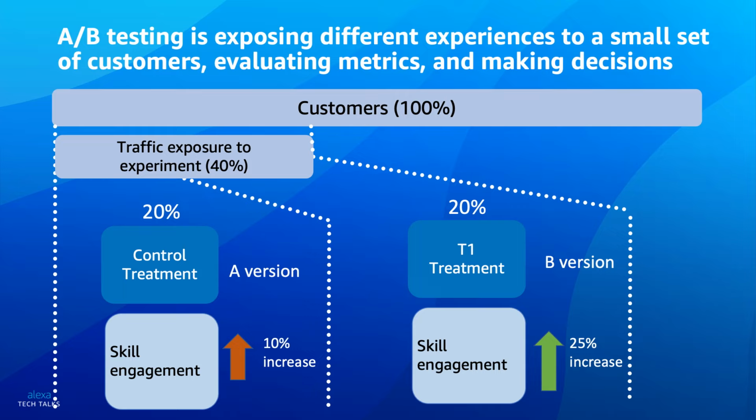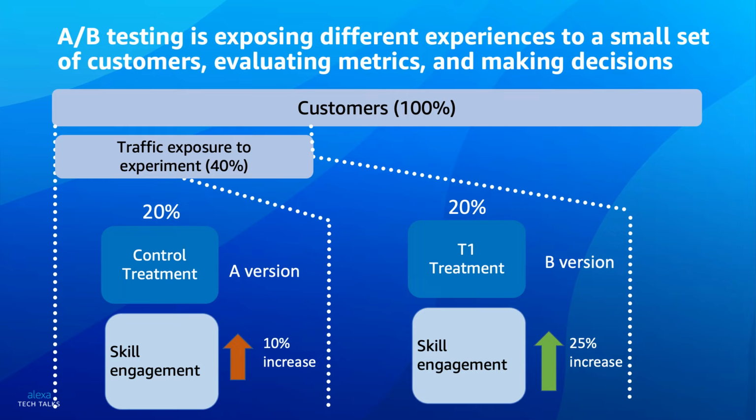In this example, if you have 100 active customers and traffic exposure is set to 40%, then you are including 40 customers in your test. In this case, the test includes 20 customers in your control group and 20 customers in your T1 group. The remaining 60 customers aren't included in your test and receive the default behavior equivalent to control. However, they do not contribute to the test metrics.